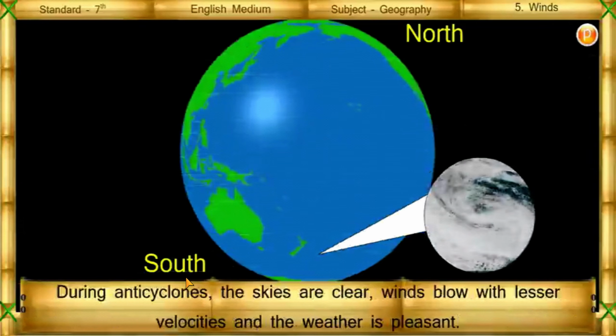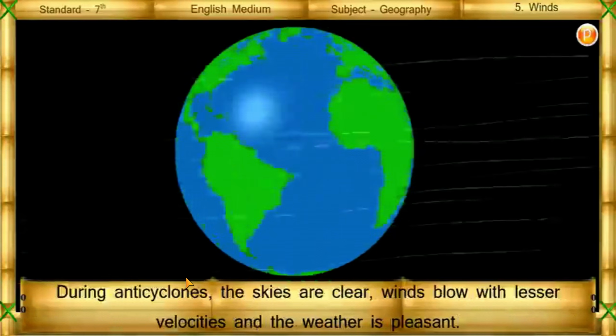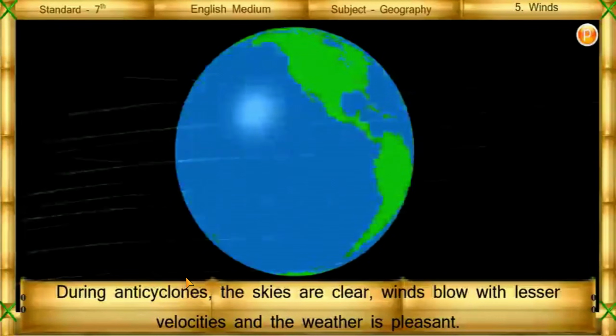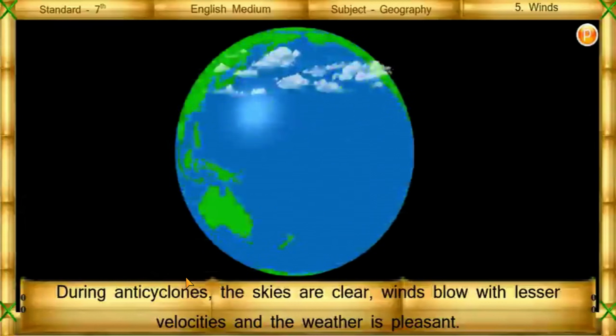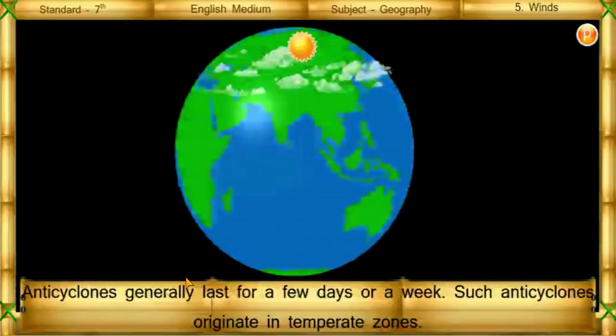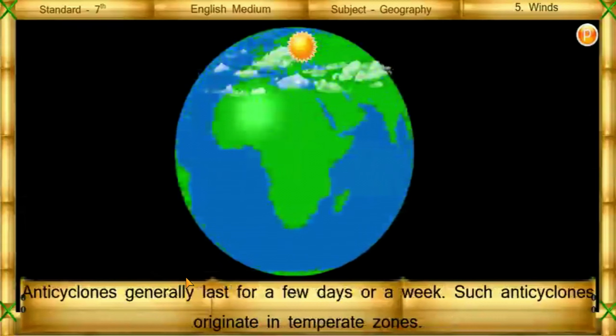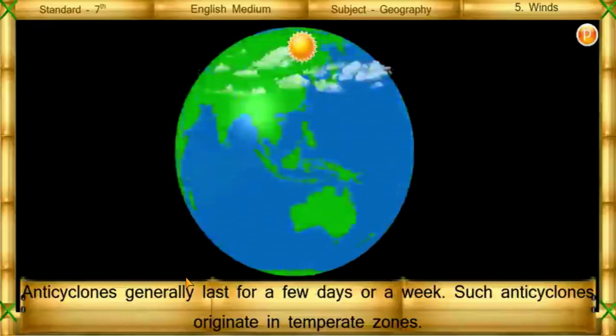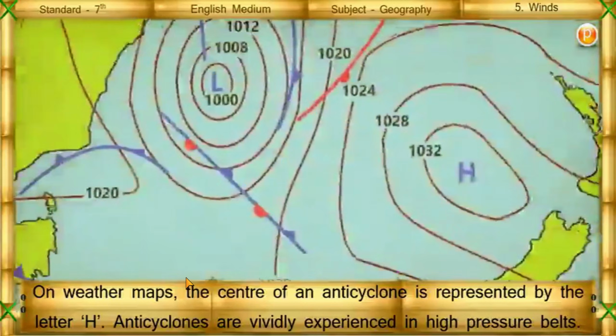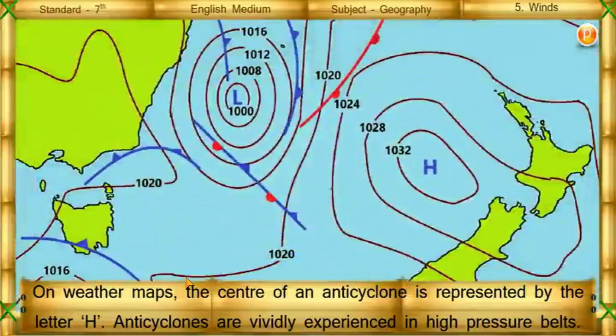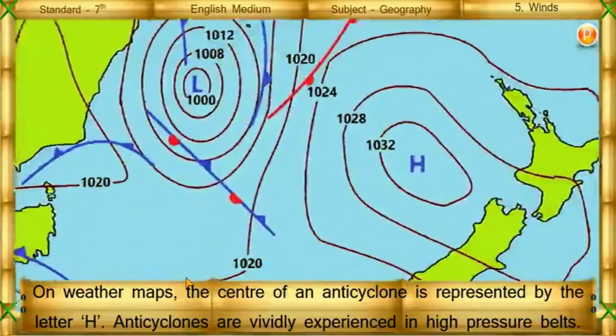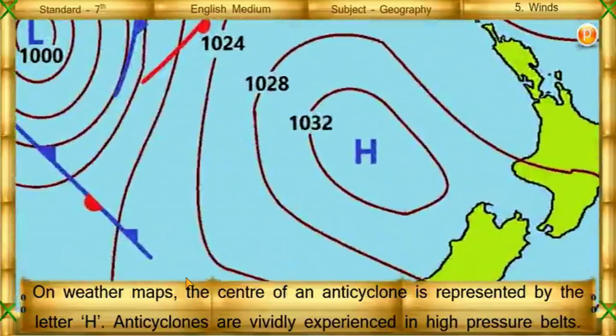During anticyclones, the skies are clear, winds blow with lesser velocities, and the weather is pleasant. Anticyclones generally last for a few days or a week. Such anticyclones originate in temperate zones. On weather maps, the center of an anticyclone is represented by the letter H.